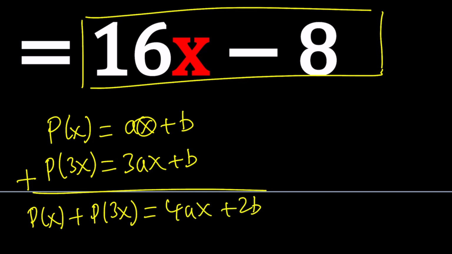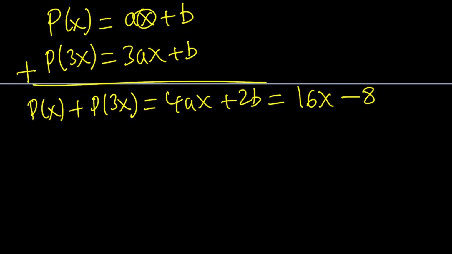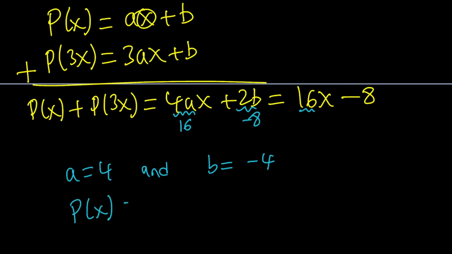Now we know that this equals 16x minus 8, and now we have two polynomials that are equal for all values of x in the domain, and the domain is real numbers. Therefore the coefficients of x must be the same. This is 16 and this is negative 8. That's going to give you a equals 4 and b equals negative 4, which implies that p of x equals 4x minus 4. And that would be one of the solutions.